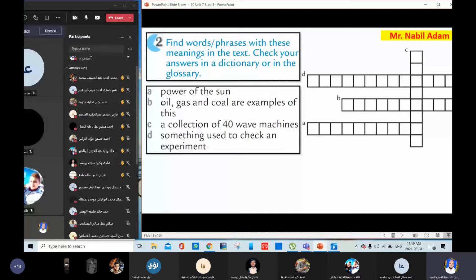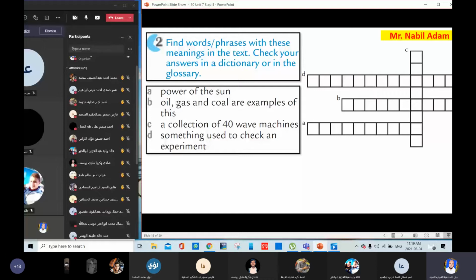Check your answer in a dictionary or in a glossary. I'll give you 2 minutes to read. Read, and then we are going to write the letters here inside the boxes. Write the words. Power of the sun. Give me one word which means power of the sun. Hani Sayed. Yes, Hani. Solar power. Solar power. Very good.